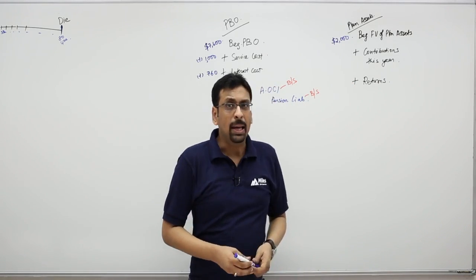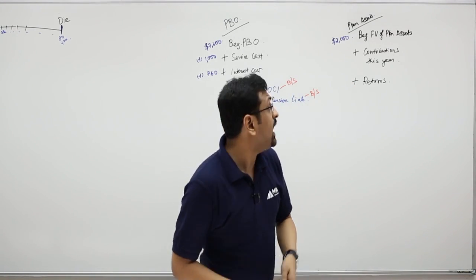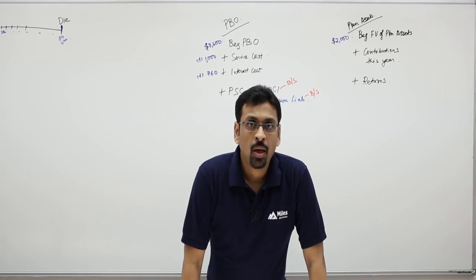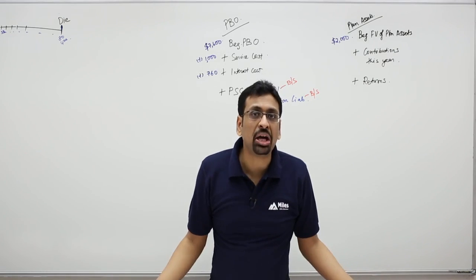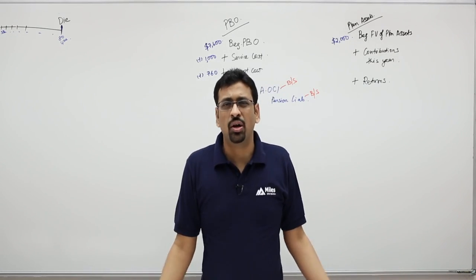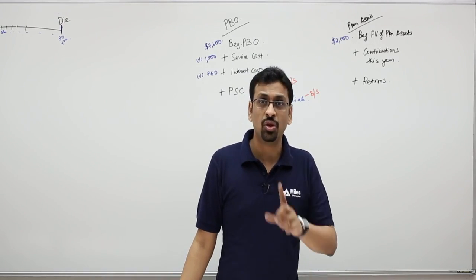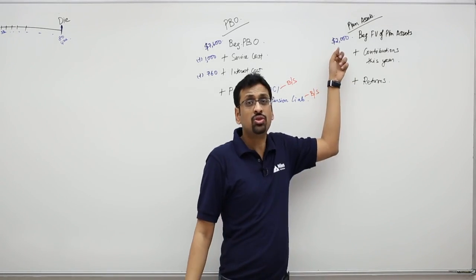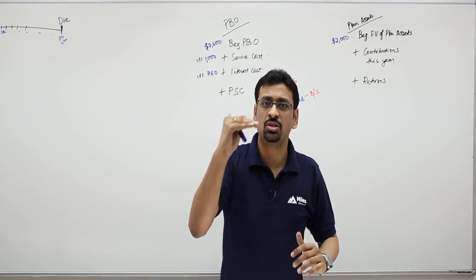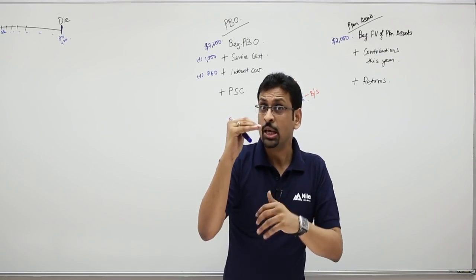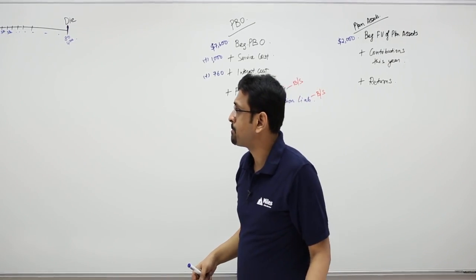Now, the employer expected a 10% return on this plan assets. But this year, the stock markets, the debt markets, they didn't do so good. And he just got $75 of returns. So guys, 10% of $2,000, the expected returns, $200. He just got $75. So what happens? Let's put it.